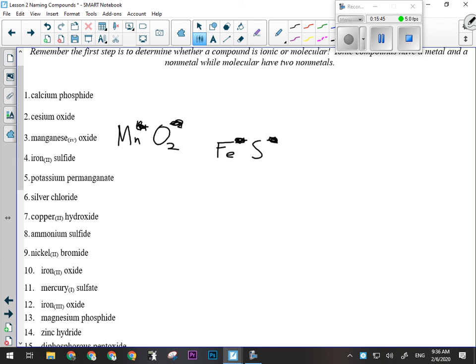There's my formula, FeS. The other way you could do that is you could drop and swap, and you'd end up with 2 and 2, which you can reduce to 1 and 1. Actually, not 0 and 0, but 1 and 1. All right, number 5.